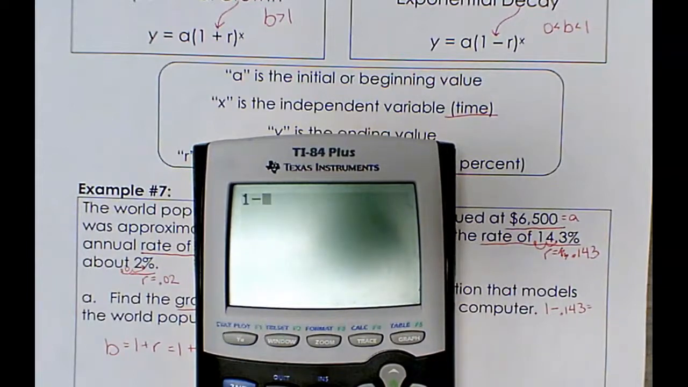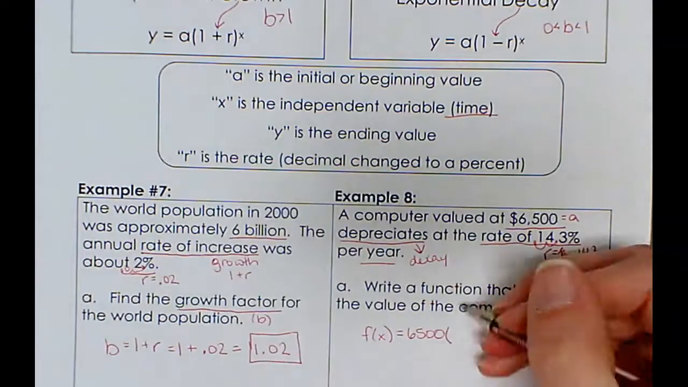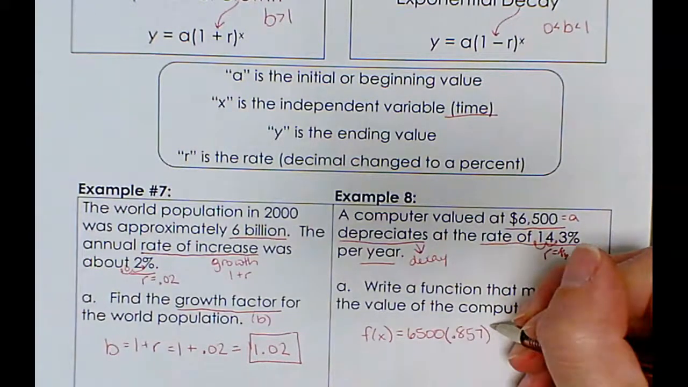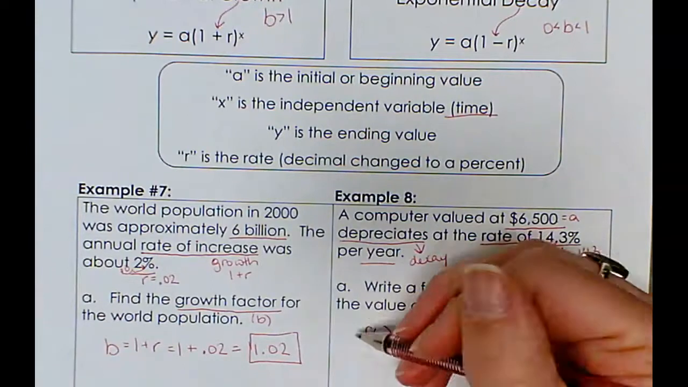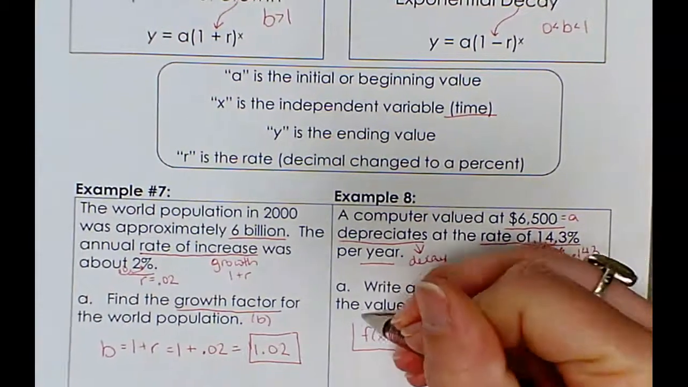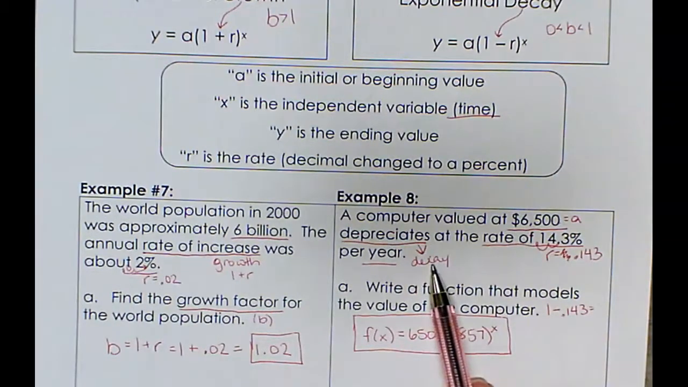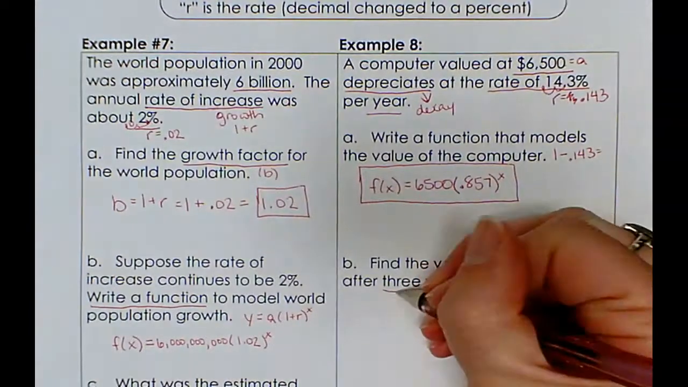1 minus 0.143 is 0.857. And I raise it to the power of x, the time, so per year. So there's my function that models the value of the computer. Notice that the value of the computer is going down. It's exponential decay. So it asks us to find the value of the computer after 3 years.